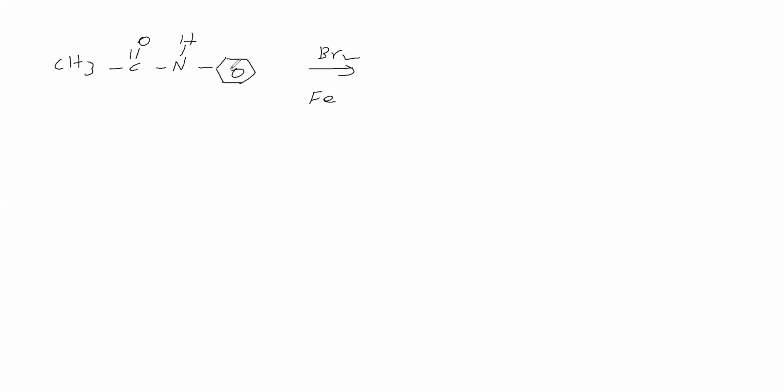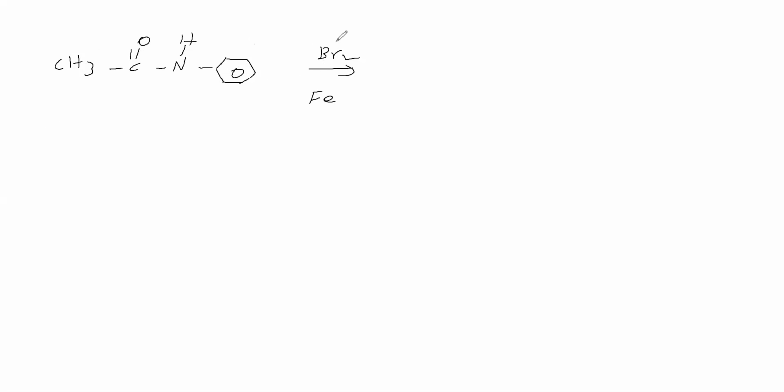That electrophile will attack this phenyl. So phenyl will go for electrophilic substitution. Methyl will not go for electrophilic substitution. Methyl will go for free radical bromination. Free radical bromination means we have to take bromine and sunlight, or bromine and heat. Then only the methyl group will go for free radical bromination.